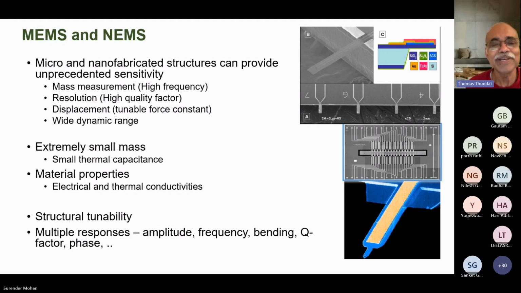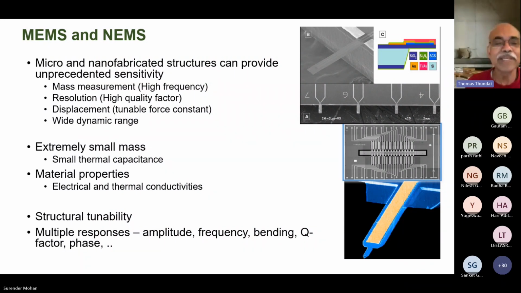Another interesting thing about these MEMS and NEMS is that you can have an extremely small mass. So that means small thermal capacitance. So if, for example, a small thermal mass sensor absorbs a photon, assume that entire photon is absorbed, then that will become thermal energy at the end, and it can have a very high temperature because the thermal mass is extremely small, so the temperature has to be high to balance the energy.